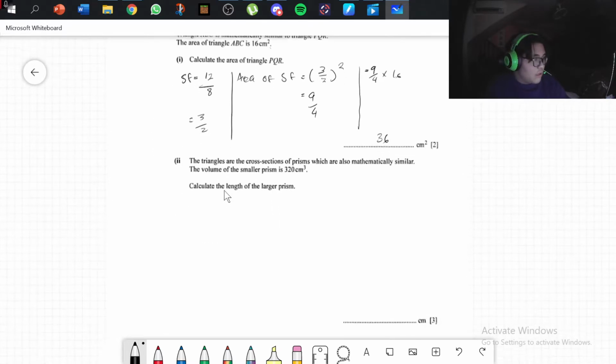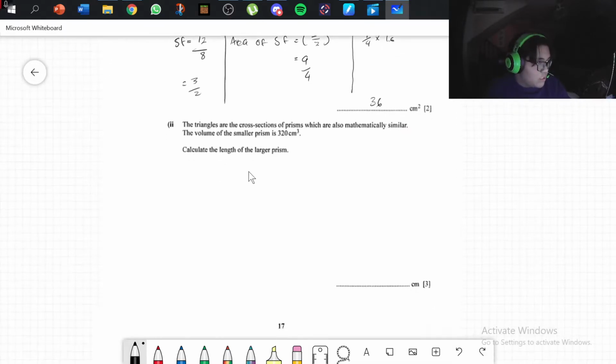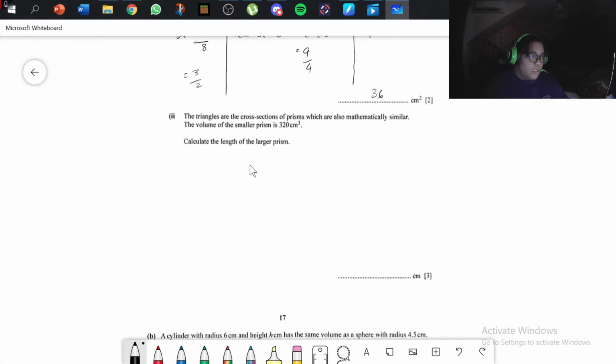And the next question: the triangles are the cross sections of prisms which are also mathematically similar. The volume of the small prism is 320 cm cubed. Calculate the length of the larger prism. We're just going to do k cubed. Okay. k cubed equals 3 over 2 cubed. Just make it a decimal, 1.5 cubed, and then you will get 3.375. Right? You multiply it by 320, 3.375, and then you get 1080. And since we want the length, we will divide by 36. Okay, then you get 30.